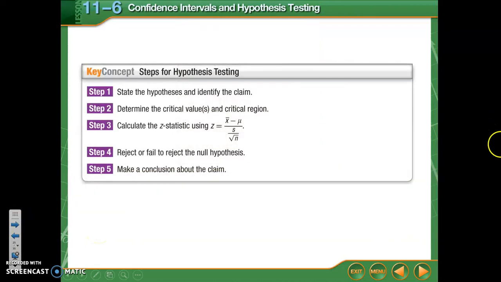All right, so here are my steps for hypothesis testing. We state the hypotheses and we figure out where the claim is. We find the critical values and the critical region. We're going to use our calculators to help us do that. We find our z-statistic with this formula: the sample mean minus the population mean over the standard deviation over the square root of the sample size. And then we decide if we reject or fail to reject the null hypothesis, and we make a conclusion about our claim.